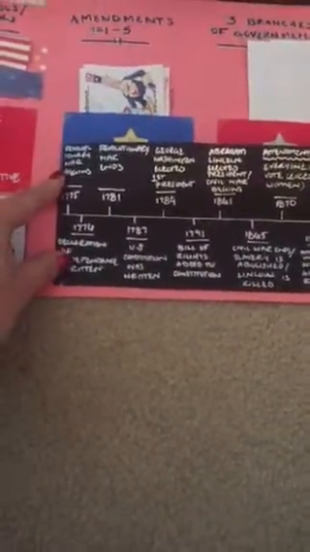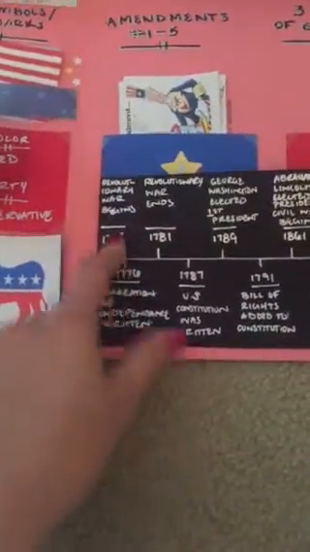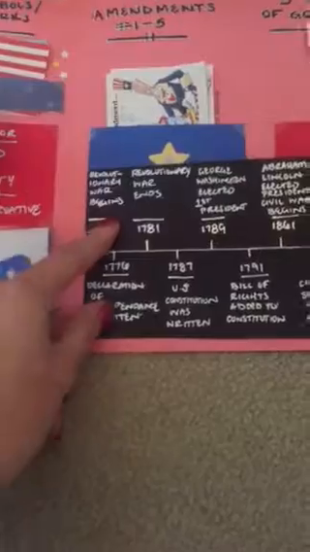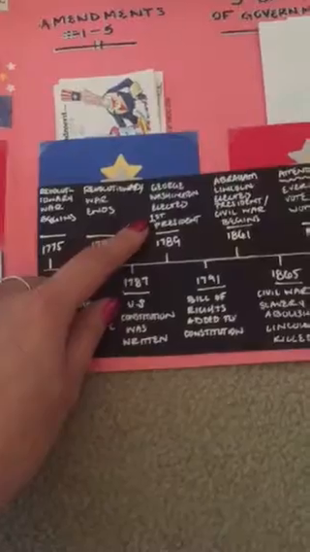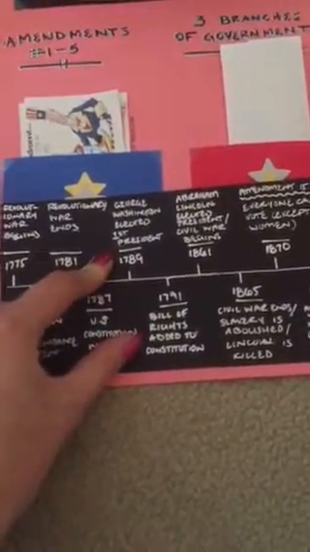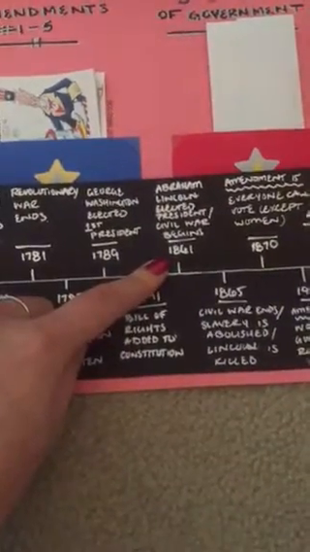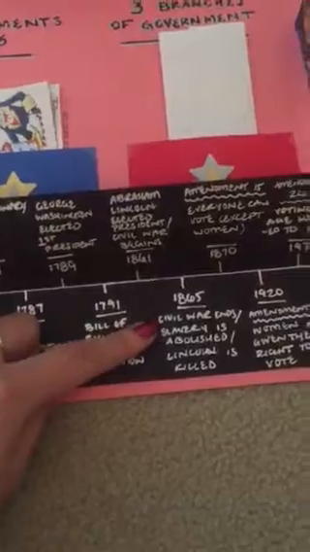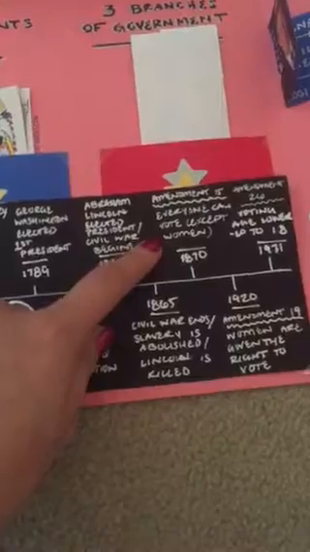Over here we have the constitutional timeline, and so it goes all the way from 1775 to 1971. And it starts off with the Revolutionary War begins, Declaration of Independence is written, Revolutionary War ends, U.S. Constitution was written, George Washington elected first president, Bill of Rights was added to the Constitution, Abraham Lincoln was elected president, and the Civil War begins. Civil War ends, slavery is abolished, Lincoln is killed, everyone can vote except for women.